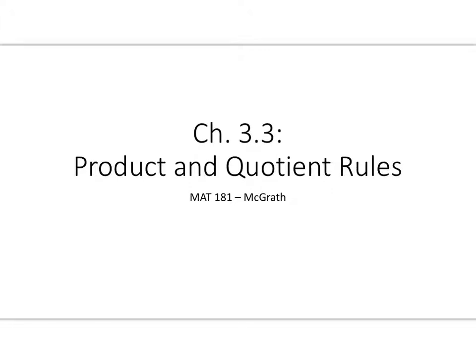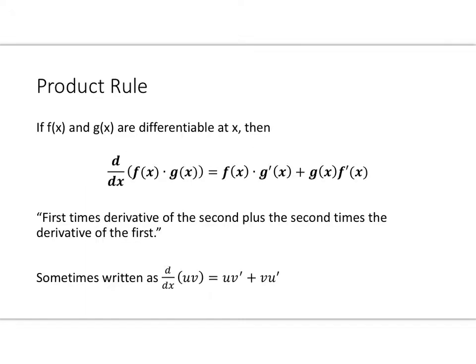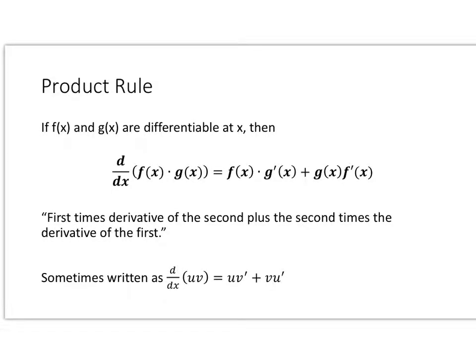All right, in this section, we're going to look at the product and quotient rules for finding a derivative. The product rule says if I have two functions that are both differentiable and I'm multiplying them, when I take the derivative, I multiply the first function, f of x, times the derivative of the second function, g of x, and then I add to that the second function, g of x, times the derivative of the first function. So first times derivative of the second, plus second times derivative of the first. That's how I kind of read that.